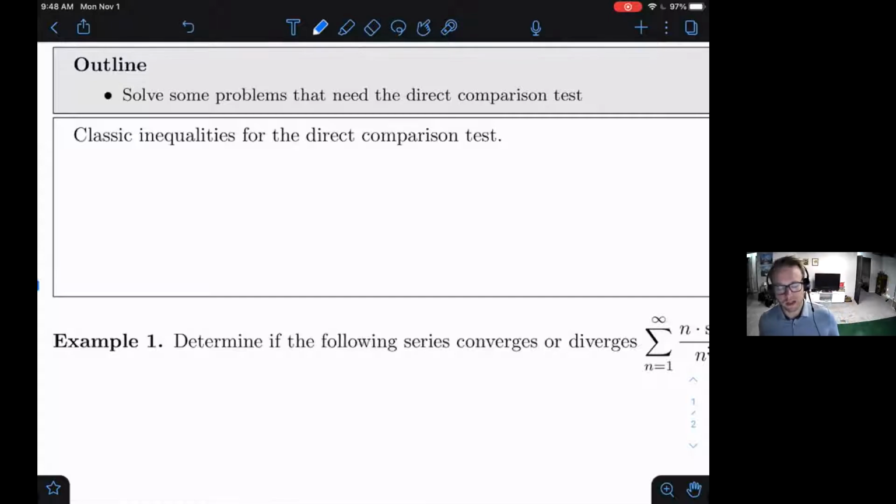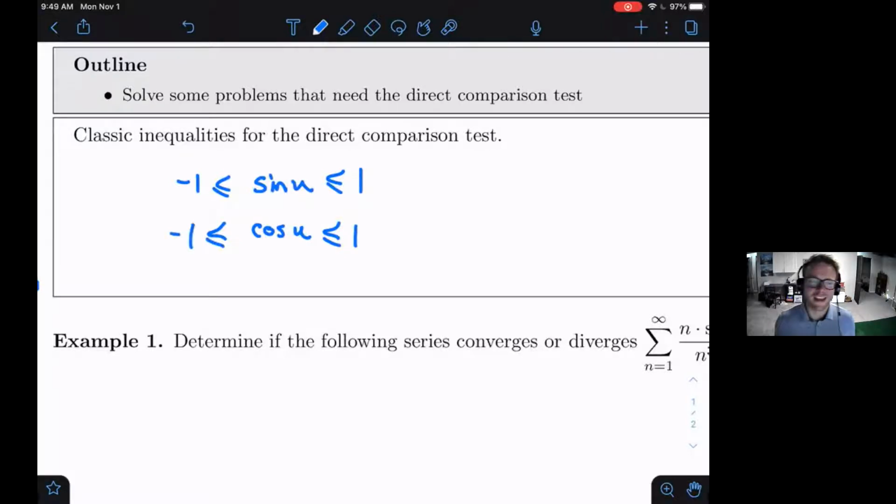The first set of inequalities that are very useful are for our trig functions. So sometimes when you have these trig functions, you need to use the direct comparison test, as we'll see here in just a second. For instance, if you have something like sine of u or cosine of u, we need to know some kind of classic inequalities that may be simpler than sine or cosine, right? That's the whole deal with the direct comparison test, is that you would like to compare it with something that's simpler. And for sine and cosine, these are both nicely bounded by 1 for the upper bound and -1 for the lower bound. And this is certainly as simple as it can get.